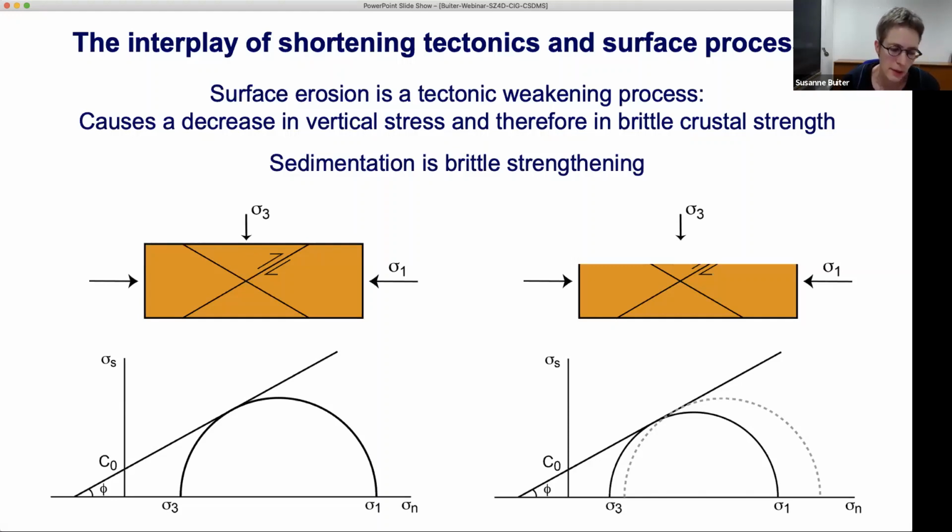The role of erosion in models has been studied a lot. Sedimentation probably a bit less, which probably has to do with the high mountain setting. You would expect more erosion than sedimentation. But in extensional problems, of course, sedimentation plays a big role.